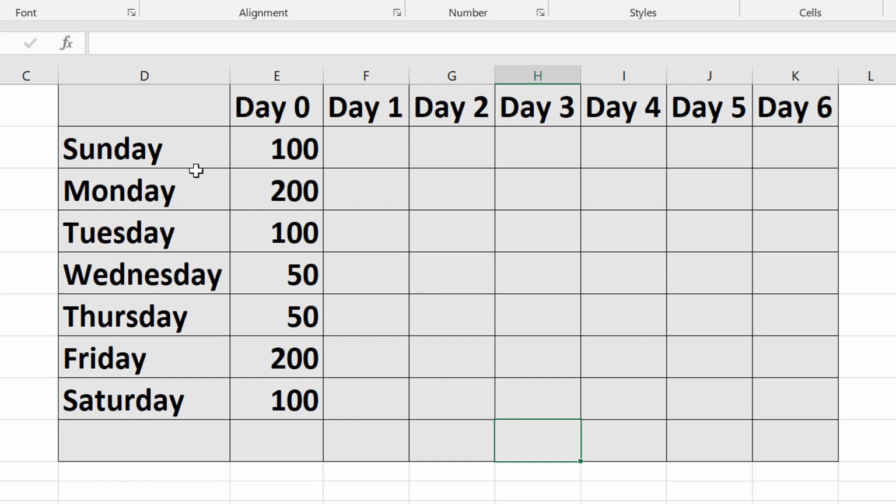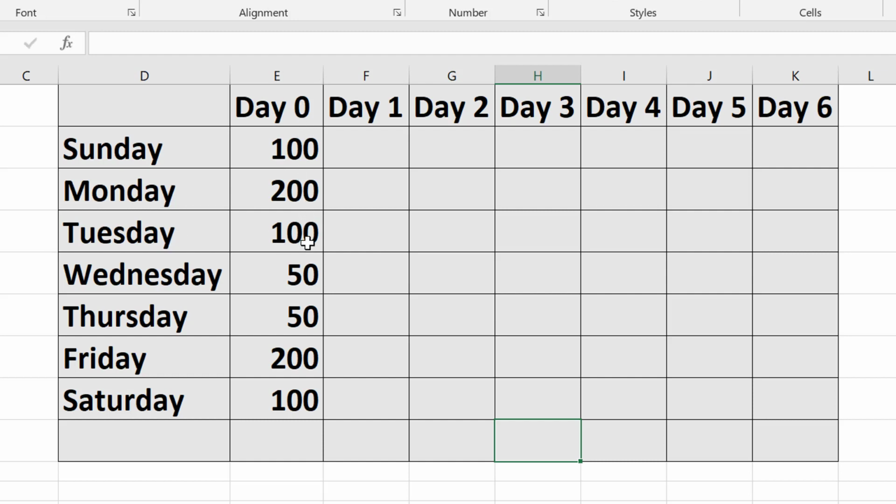Now, Sunday, day 0, we acquired how many users? 100 users. So these 100 users were coming on Sunday. Why? Because it is day 0. On Monday, we acquired 200 users. These 200 users came on Monday because that is day 0. Again on Tuesday, it's 100. It is day 0.